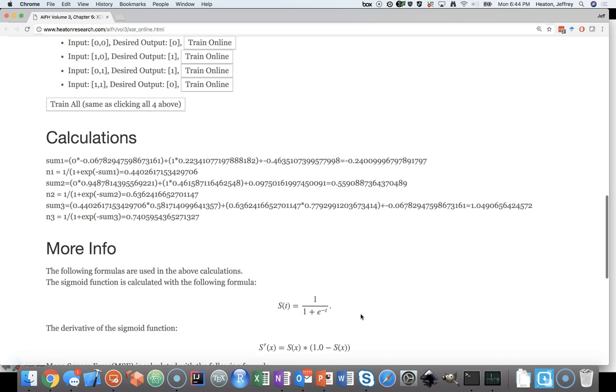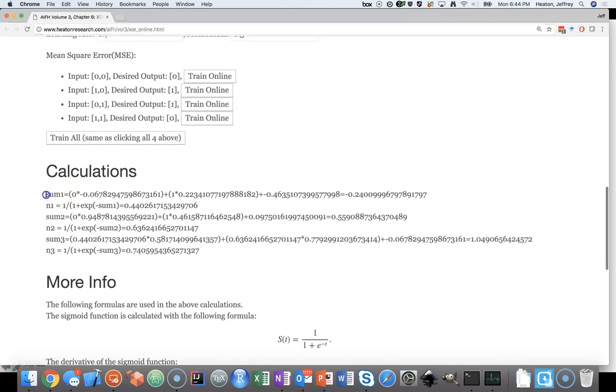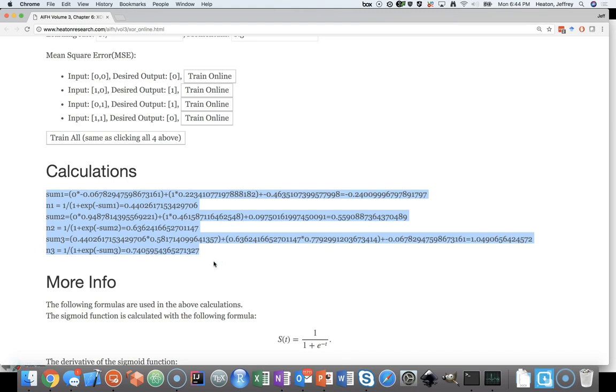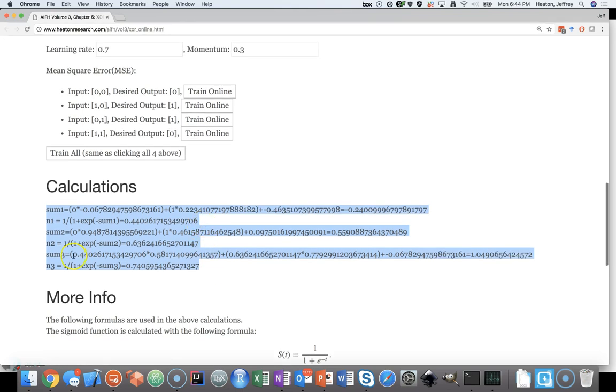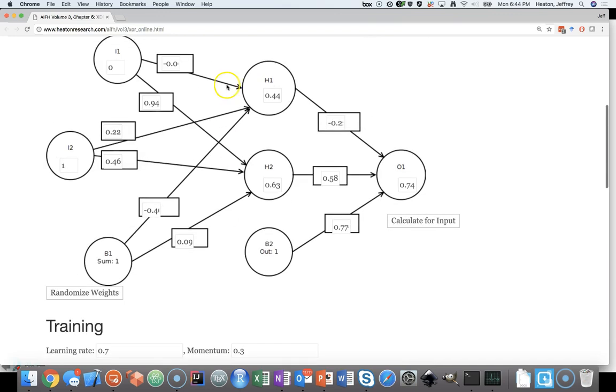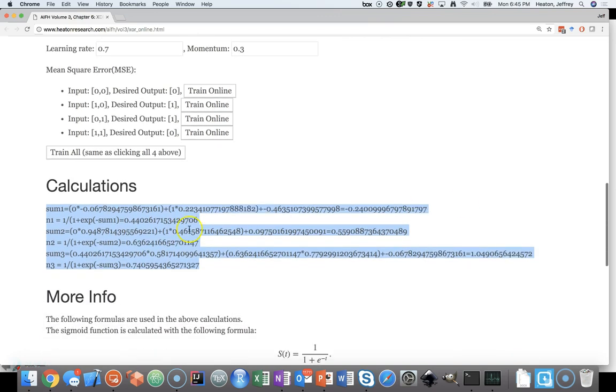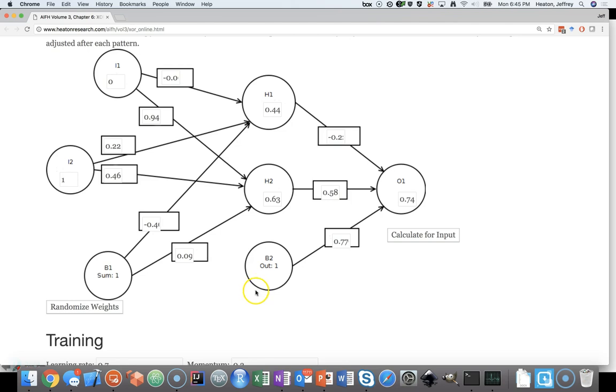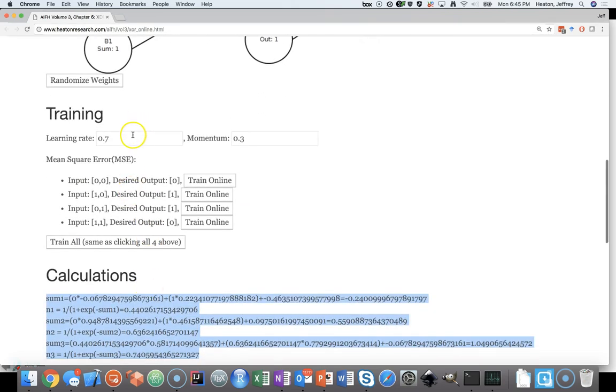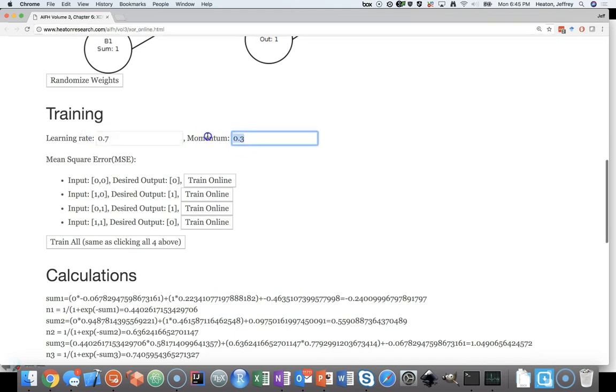And if you go down here to the very bottom, it spits out the actual calculations for this. And you basically have the entire output of the neural network there. So you can see the sums getting calculated, sum 1 and sum 2 and sum 3. Now if you want to train it, notice how long that equation is. If you want to train it, you basically then can use this. And I give you a learning rate and I give you the momentum.